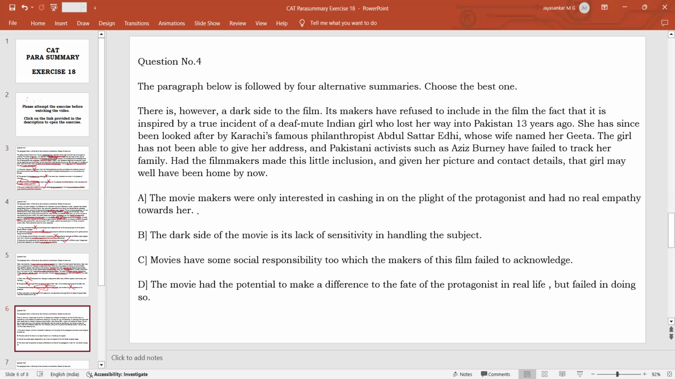Now, going for a summary, option A: the movie makers are only interested in cashing in on the plight of the protagonist and had no real empathy towards her. The movie makers were interested only in making profit from the problems of the protagonist. Is it implied in the passage that the movie makers were only interested in making profit? No. And they had no real empathy towards her. Whether the movie makers had any empathy or not, that again is not implied in the passage. So this is actually a wrong assumption that is drawn from this particular paragraph. This cannot be a summary.